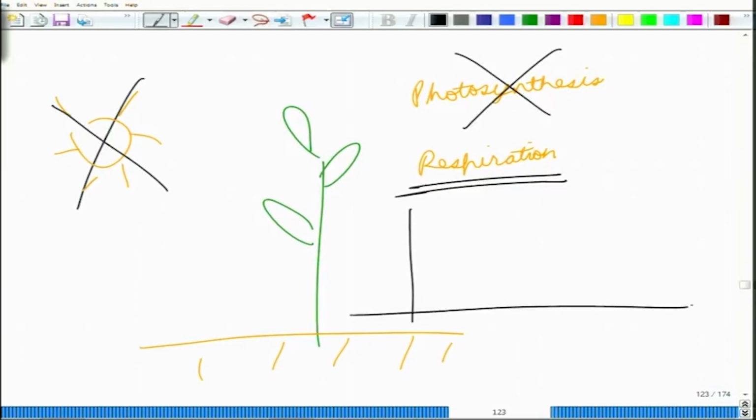Now, if we look at the amount of carbon or carbon dioxide that is getting fixed or released, we will find that in the case of respiration, you will have a constant amount.